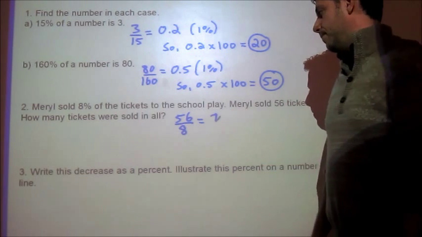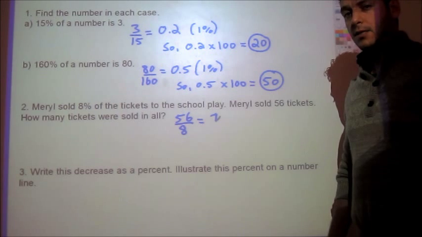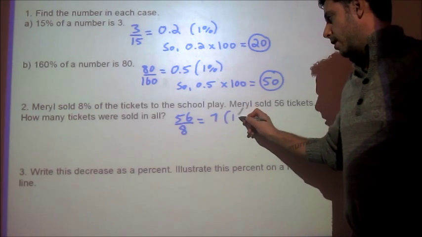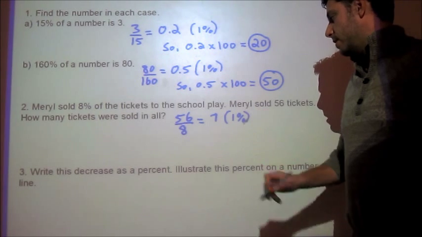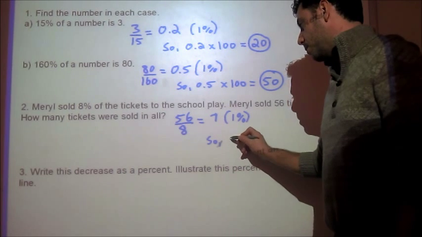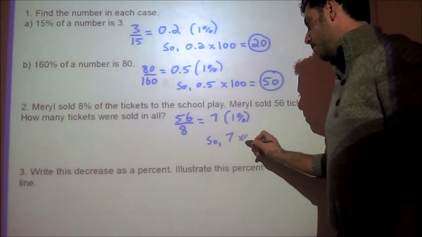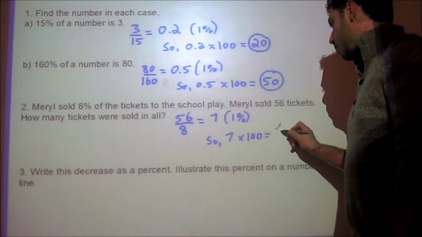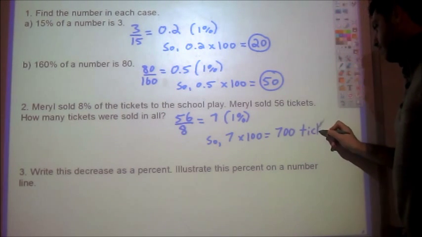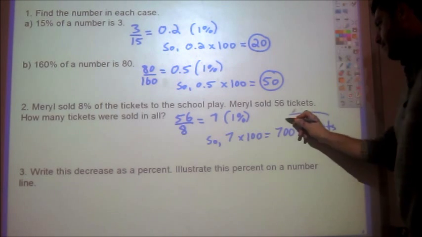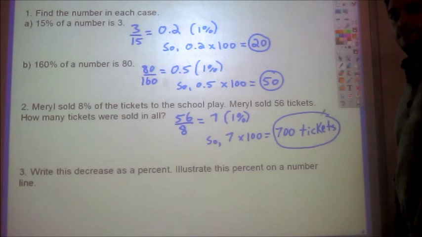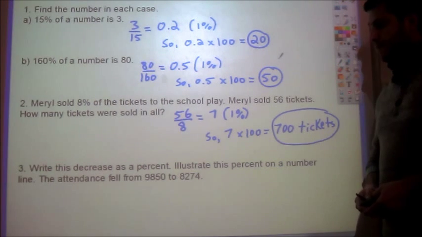And that would be 7. 56 divided by 8 is 7. So 7 represents 1% of the entire number of tickets, the total amount of tickets. So now we can just multiply that 1%, which is 7, by 100, and we'll find out that there were 700 tickets in total to begin with, which represents 100%.